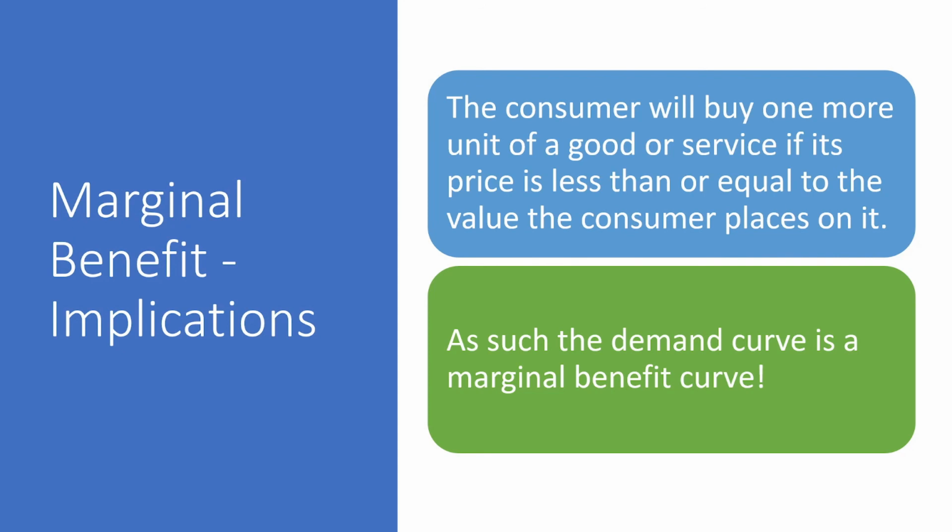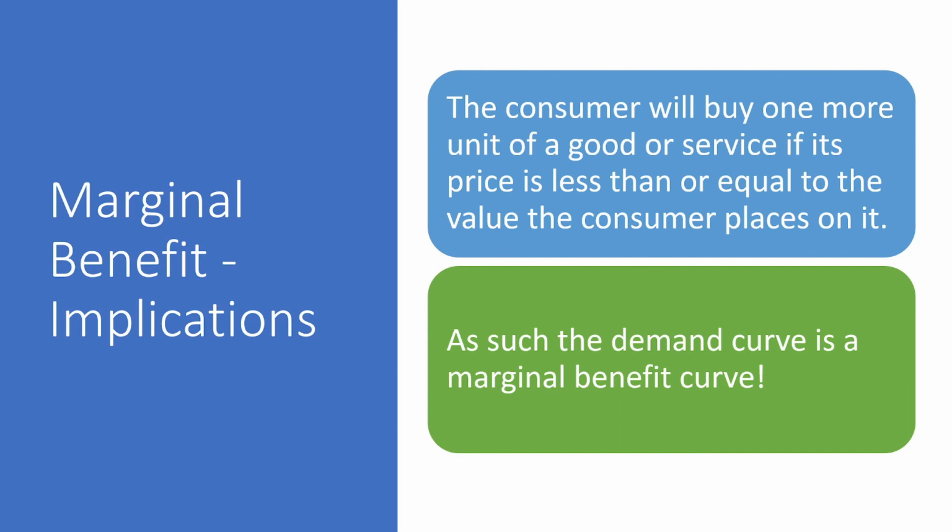So, marginal benefit. Some of the implications that I want you to consider link into supply and demand. Maybe you've already thought about this. The consumer will buy one more unit of a good or service if its price is less than or equal to the value the consumer places on it. And this obviously includes opportunity cost. As such, the demand curve is actually a marginal benefit curve.